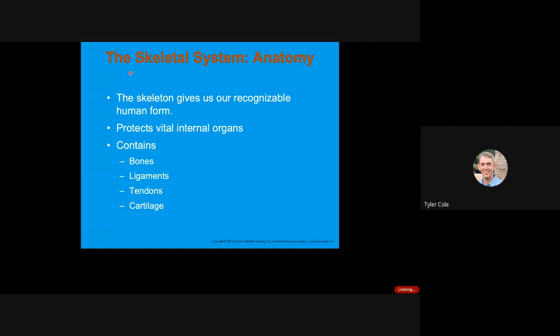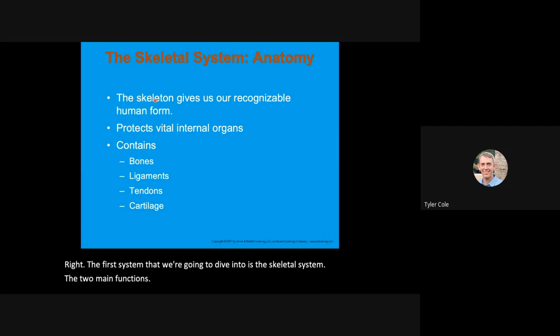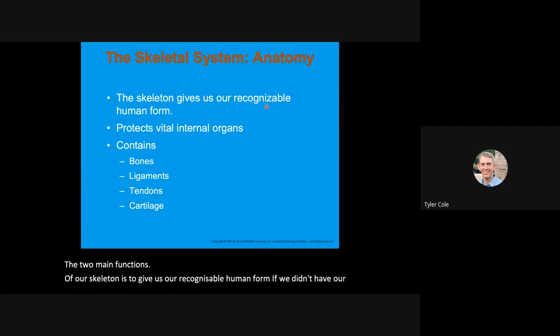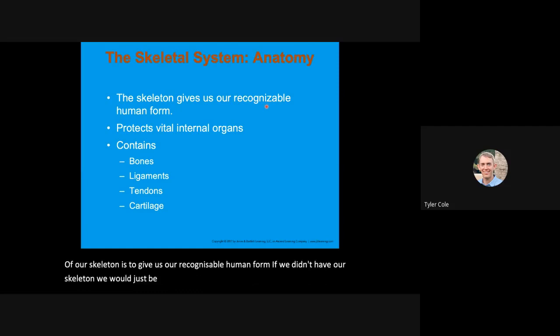Right. The first system that we're going to dive into is the skeletal system. The two main functions of our skeleton is to give us our recognizable human form. If we didn't have our skeleton, we would just be blobs that really would not be able to get around without the skeletons, and we wouldn't look like what we do today.